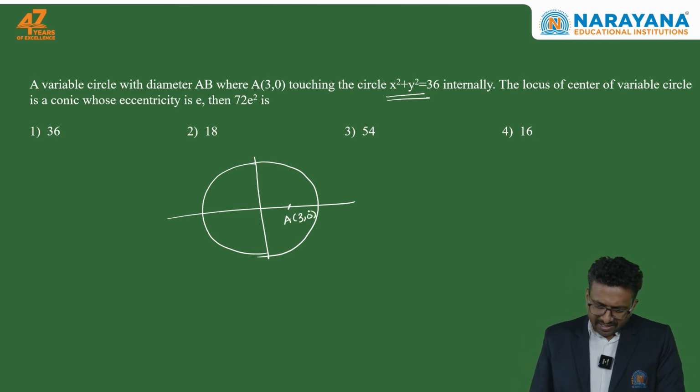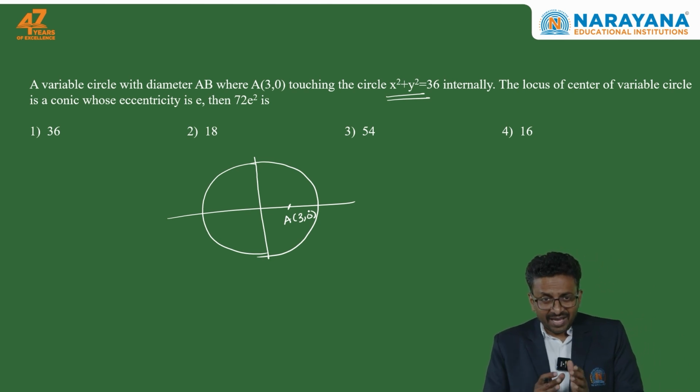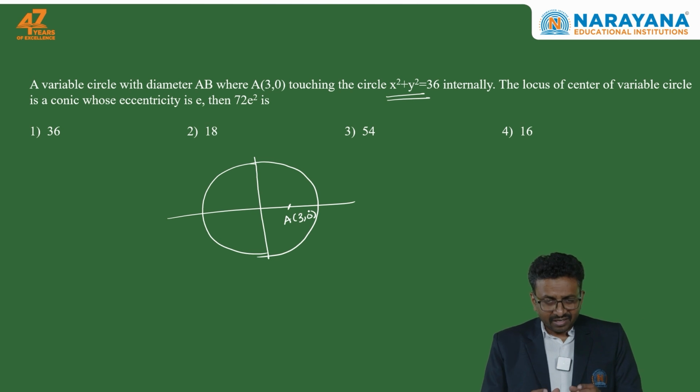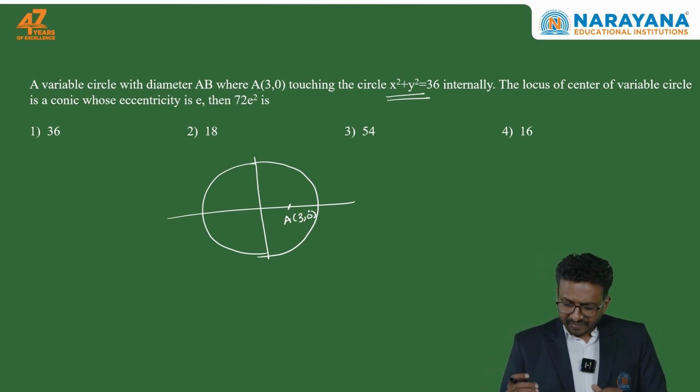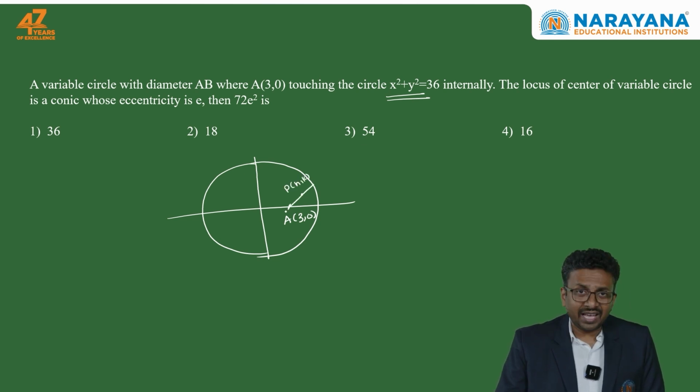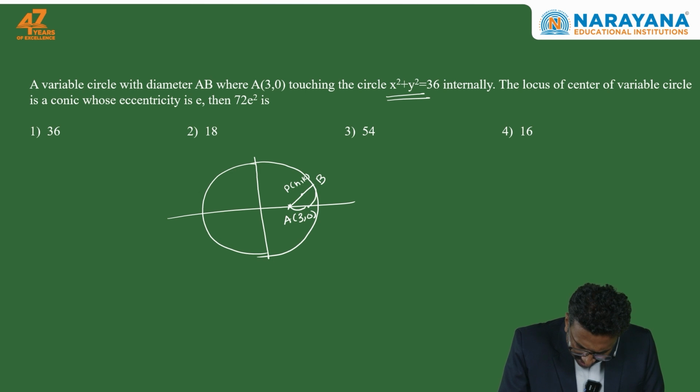Now it seems that there is a circle with AB as diameter, and the circle is touching the bigger circle internally, and you are asked to find the locus of the center of the circle. So now let (h, k) be the center of the circle. That means because AB is the diameter, point B will be like this. So we are given that these two circles are touching each other, right? So this is how the diagram looks like.